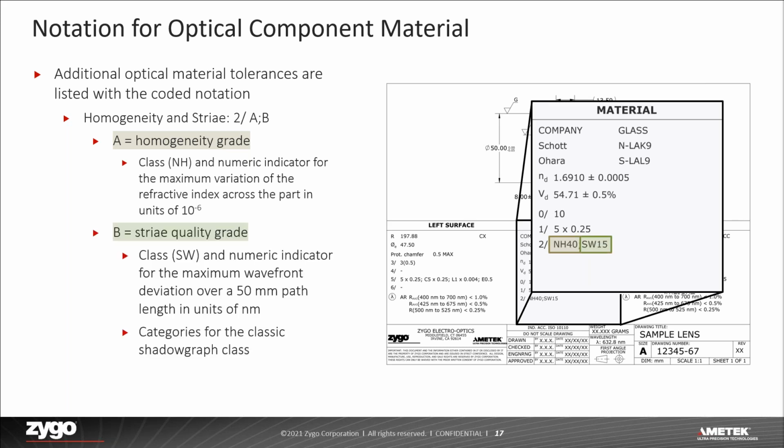The stria is similar in that it uses a class indicator SW. The value that follows is the maximum wavefront deviation over a 50 millimeter path in units of nanometers. Typically, the numerical class for stria will be listed by the glass manufacturer.